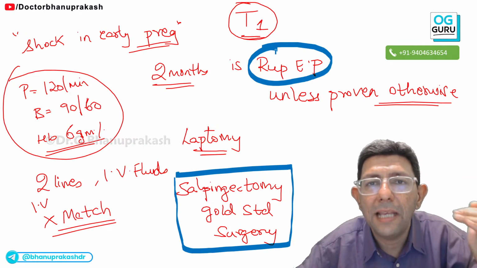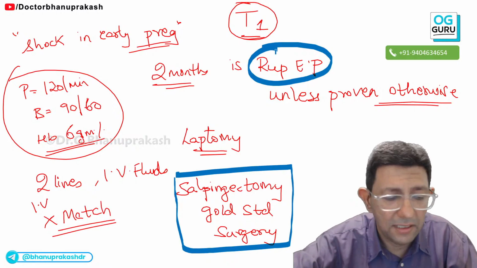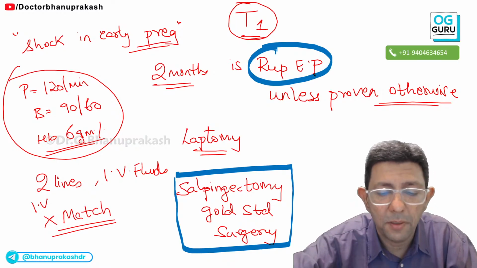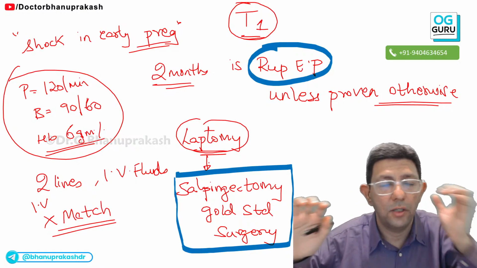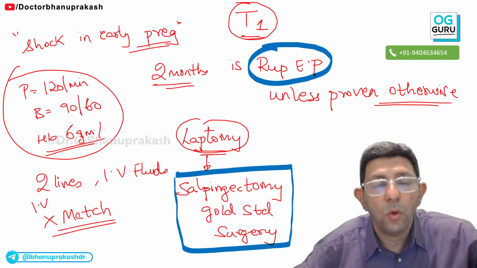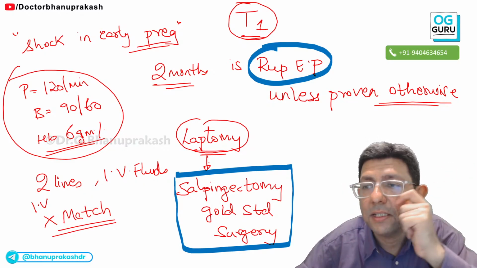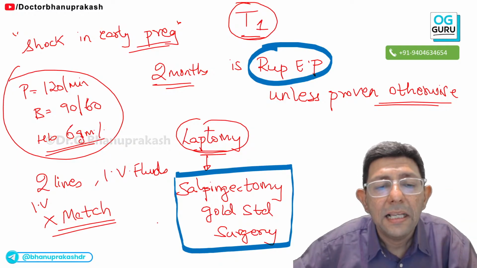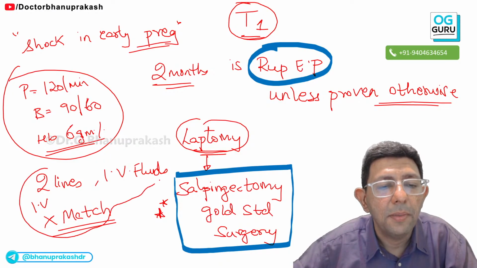Yes, laparoscopy can be done if the patient has an early rupture or is stable, but otherwise, in shock, remember, laparotomy is preferred. Laparotomy and salpingectomy is the gold standard surgery. So all that salpingostomy, we don't do. It is kachra, dustbin. So shock in early pregnancy is ruptured ectopic unless proven otherwise. Keep this in mind. And salpingectomy is the gold standard surgery after initial stabilization.